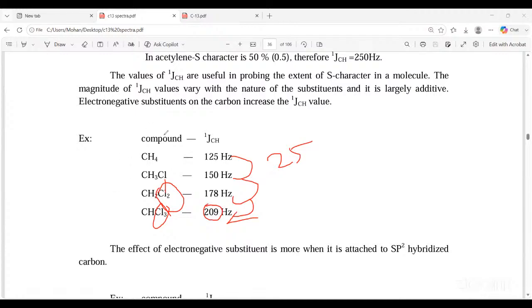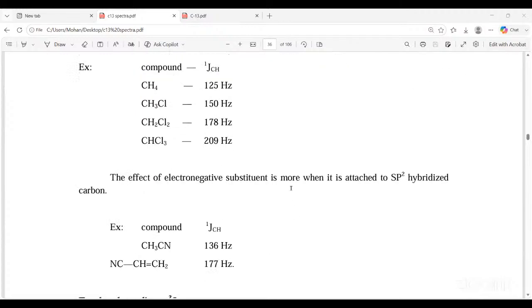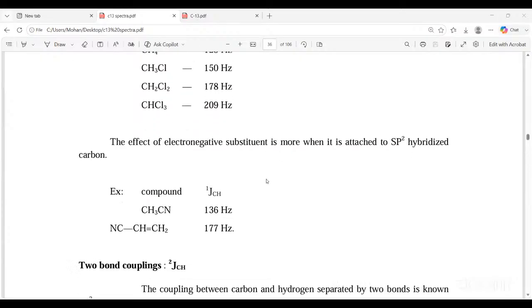So the electronegative atoms here are the heavier atoms. If there is no heavier atom, the simple methane has a J value of 125. Upon substitution of the hydrogens with various numbers of heavier atoms, the J values are going to increase. The J value changes according to the substitution of different electronegative atoms on the carbon-attached hydrogens.